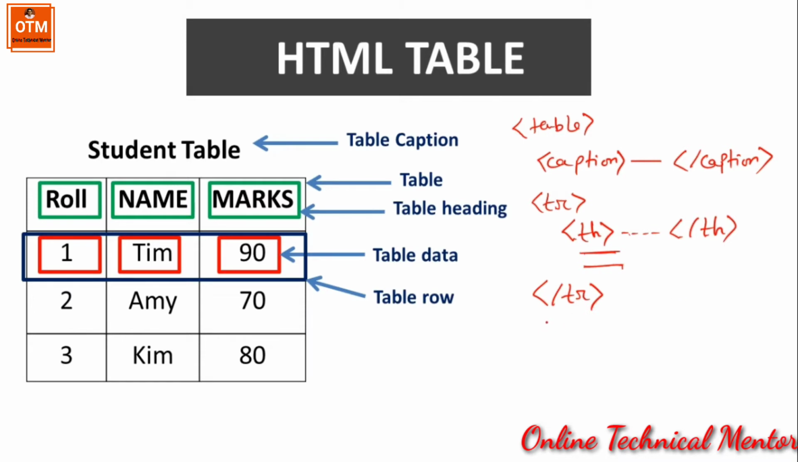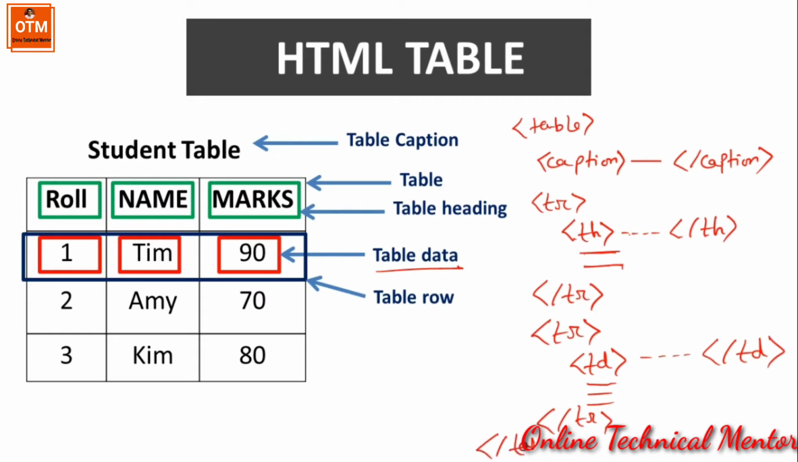To create the next row, again you have to start another tr tag, and since all the following rows contain data, you have to write td for the table data. So this table data is represented as the td tag within the HTML code and it will be ended with /td. So a table row may have multiple td tags within a single row. In the same way you can add multiple rows in a table. The table tag will be ended with /table. So this is the basic structure for creating a table in HTML.